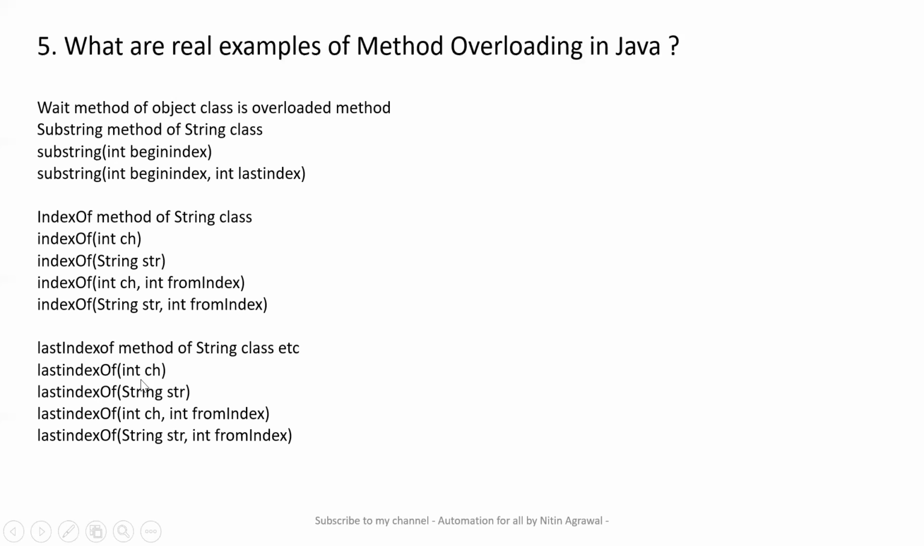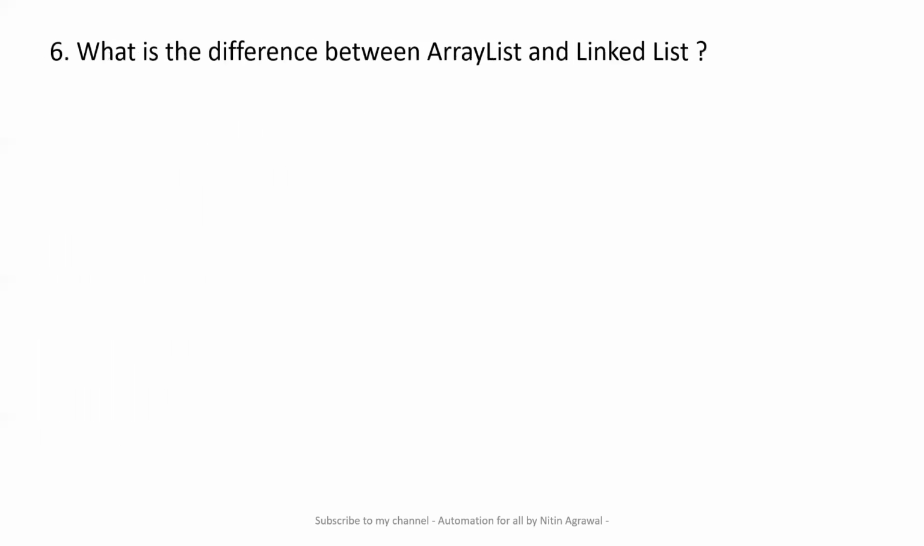So first method is accepting one parameter, second method is accepting one parameter, but the data type is different. Third method is accepting two parameters, and again fourth method is accepting two parameters. But if you compare third and fourth method, then the type of argument are different. Okay, so these are the real examples in Java for method overloading.